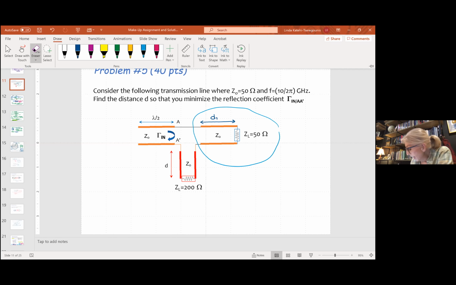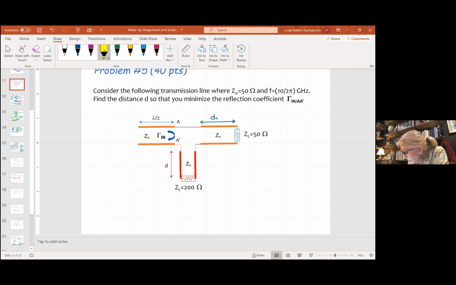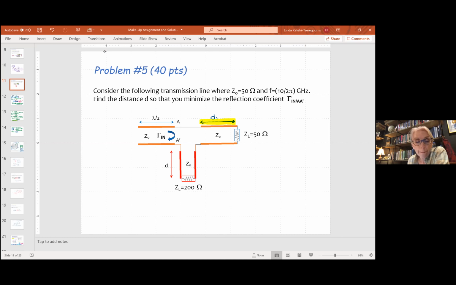Now, what I said is we try to find D, so we make the reflection coefficient at A prime be equal to 0. Now, question, why do we not care about the distance D1? This one. Why do we not care about this distance? Can somebody tell me?